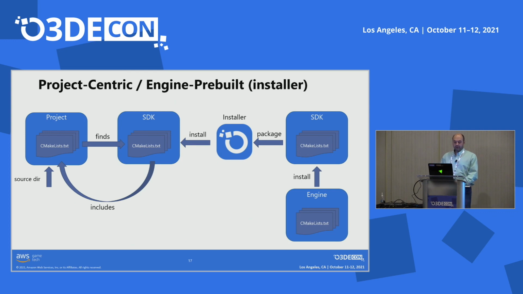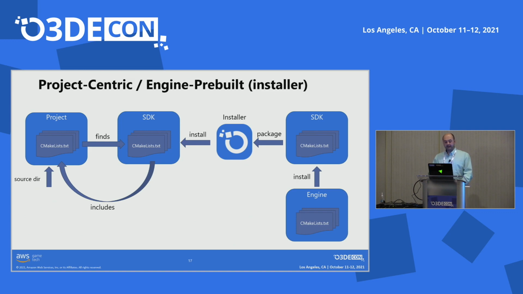Another benefit that we have with the Project-centric is that now we can grab that SDK that we generated with the CMake install process and package it into an installer. And then you can distribute that installer and install it on other machines and basically get that pre-built version of the engine. And that's what we are doing with this installer that we have released recently.